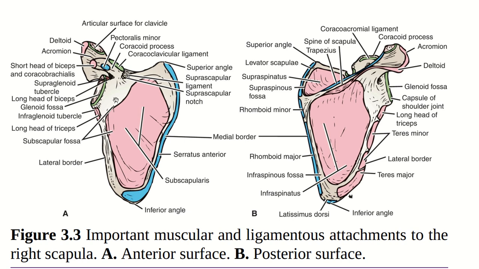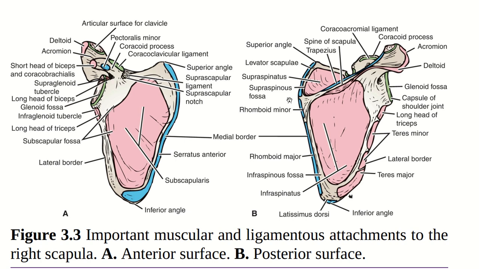This is your glenoid cavity. Above your glenoid cavity, you have the supraglenoid tubercle for the attachment of the long head of the bicep. Below the glenoid cavity, you have the infraglenoid tubercle for the attachment of the long head of the tricep. Right? This is your coracoid process. The coracoid process receives the following muscles: the short head of the bicep, the coracobrachialis, the pectoralis minor, and the coracoclavicular ligament, which we spoke about.